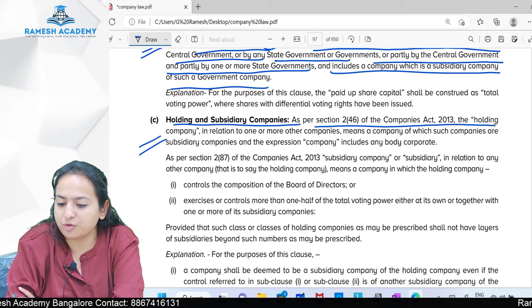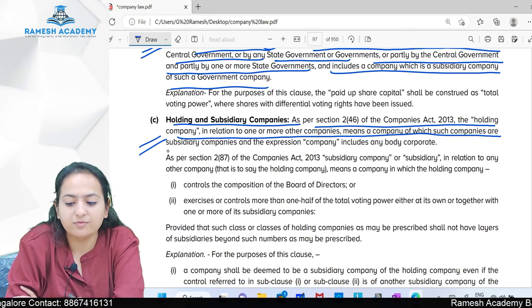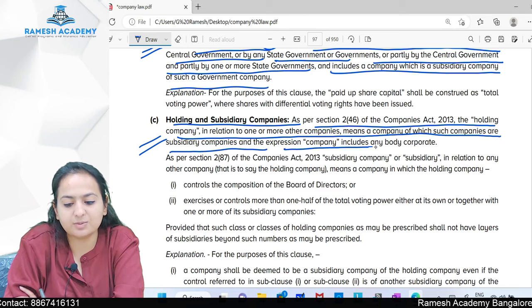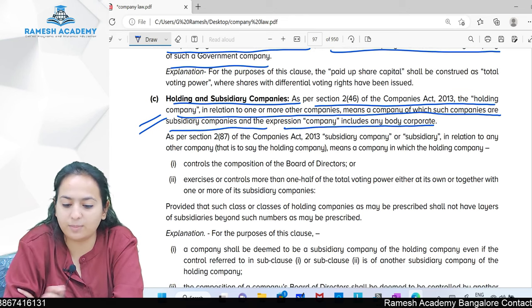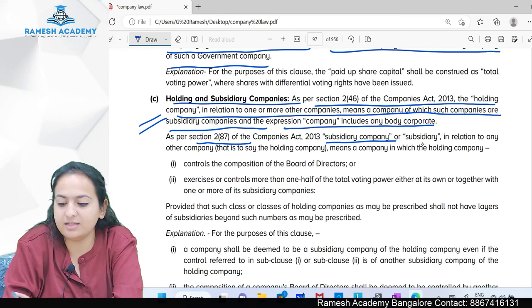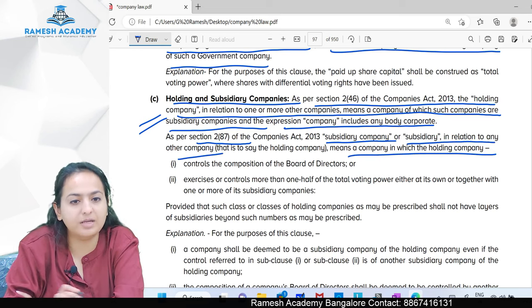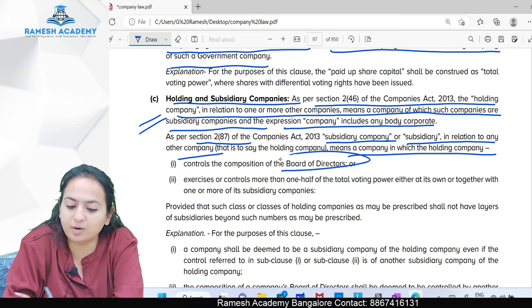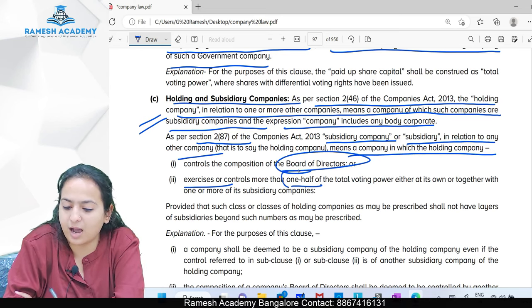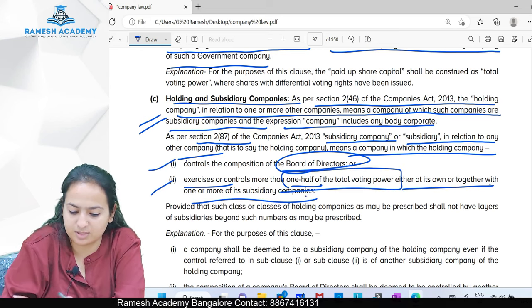Section 2 subsection 46: the holding company, in relation to one or more companies, means a company of which those companies are subsidiary companies, and the expression company includes a body corporate. What is a subsidiary? Section 2 subsection 87: a subsidiary, in relation to any company, means a company in which the holding company controls the composition of the Board of Directors, or exercises or holds more than half of the total voting power, or has its own right in one or more subsidiaries.